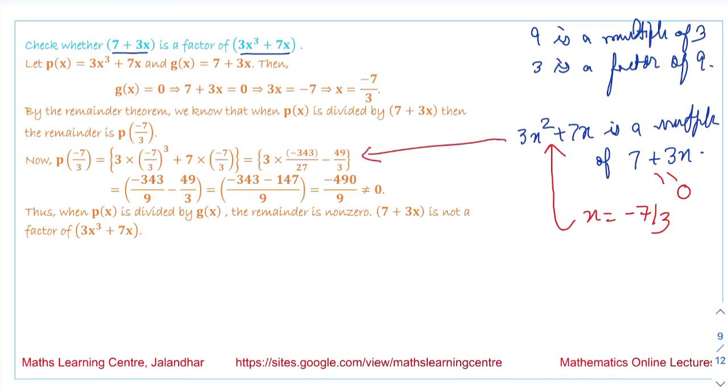So what we will get is 3 into (minus 7 by 3) cube plus 7 into minus 7 by 3. When you solve this, (minus 7 by 3) cube is minus 343 by 27, and minus 7 by 3 is there. When you solve this, it is minus 49 by 3. On solving this, you will get minus 490 by 9. Again, it is not equal to 0, which means the remainder is non-zero. So 7 plus 3x is not a factor of 3x cube plus 7x.